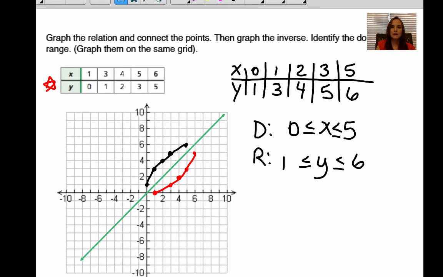Now for the red, I'm going to write it over here. The red domain and range, well, the farthest to the left for the domain is 1, and it goes all the way to 6. So the x values here, the domain, are between 1 and 6. And the range values, the y values, remember the lowest to the highest, are from 0 all the way up to 5. From 0 to 5.